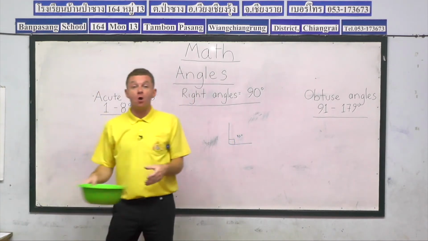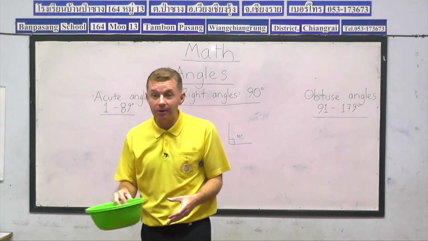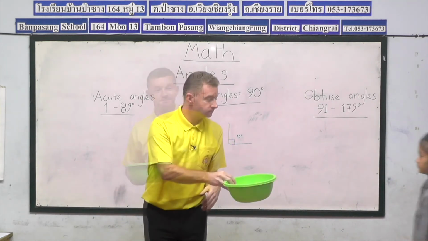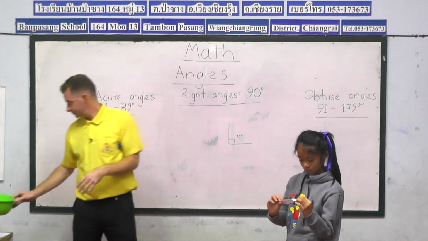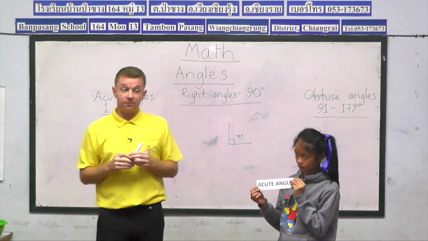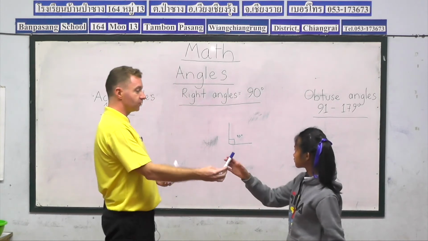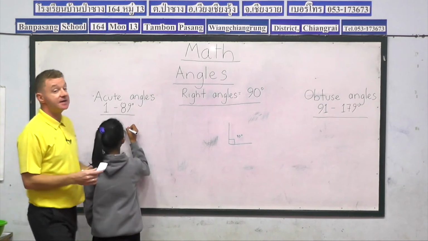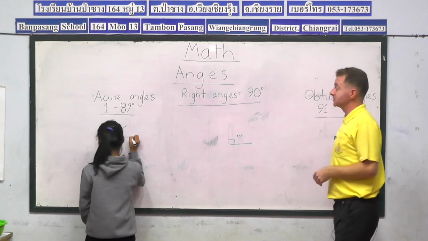So time for our next student. And the next student I would like to call to the front is Down. So Down, come and join me at the front of class, please. Okay, so Down, choose a flashcard and show it to your friends. Now, what type of angle on Down's flashcard? Acute angle. Okay, so Down, you have to draw an acute angle, knowing an acute angle is less than 90 degrees, between 1 and 89 degrees.